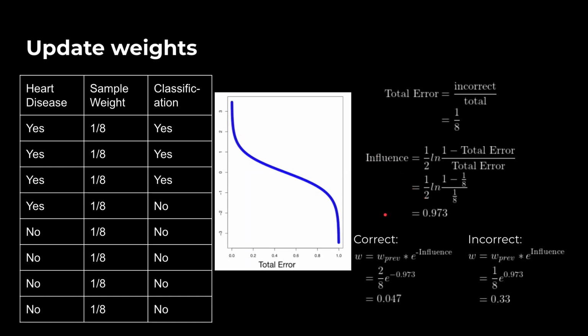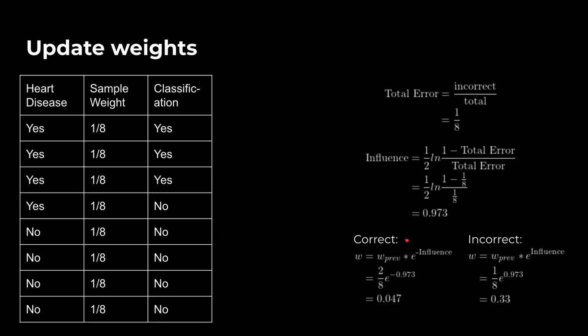So that's that. And now we'll compute the new weights based off of this tree's influence. So we have two cases, one where it was classified correctly by this model and one where it's classified incorrectly. And so the formula is the new weight is equal to the previous weight times e to the negative influence for correct and e to the influence for incorrect, right?